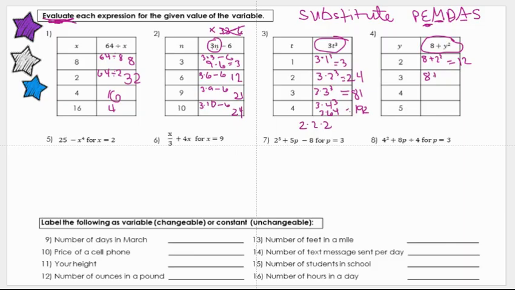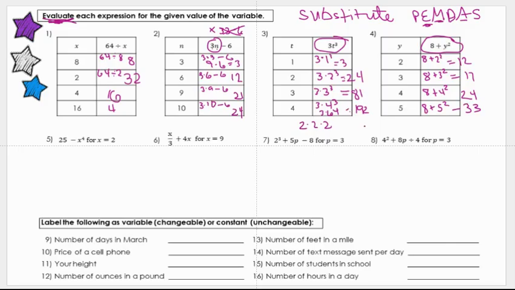8 plus 3 squared. 3 squared is 9. 9 plus 8 is 17. 8 plus 4 squared. 4 squared is 16, and 16 plus 8 is 24. And then we have 8 plus 5 squared. 5 squared is 25. 25 plus 8 is 33.